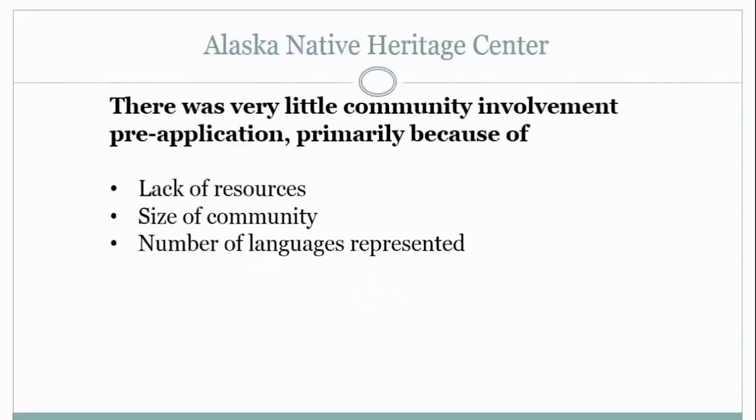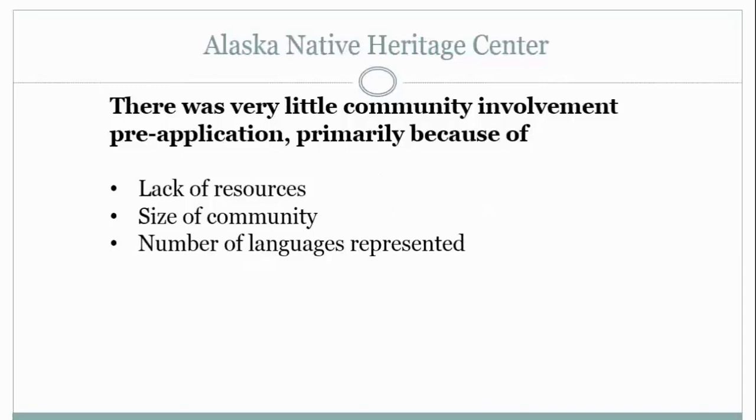Prior to the grant application, we actually did very little community involvement, which, as you're all aware, is usually a big no-no. You know, get as much community involvement as you can so that you can show that the community supports your application. But we didn't have a lot of resources, both personnel and financial, in order to organize what would undoubtedly be large community meetings prior to the application.